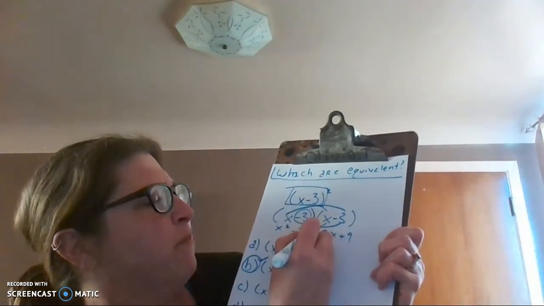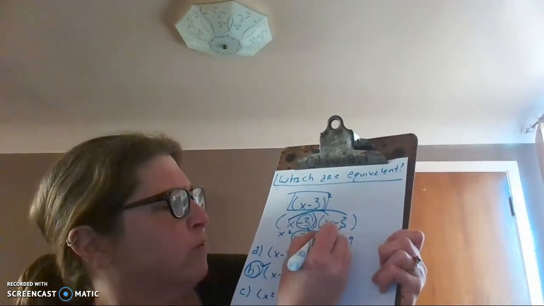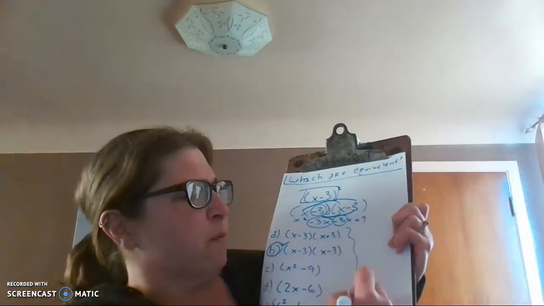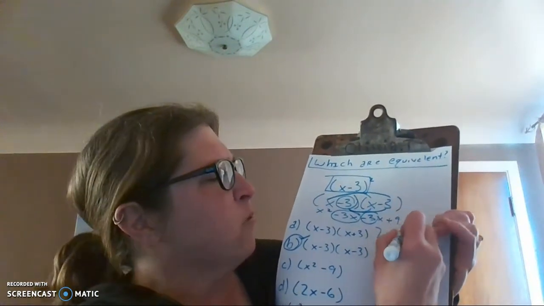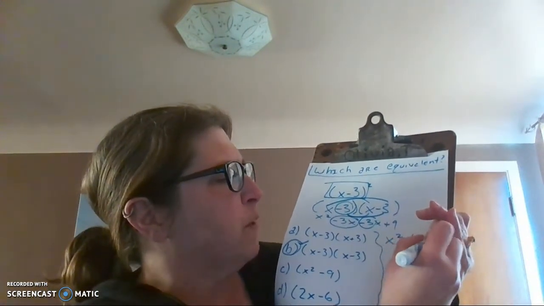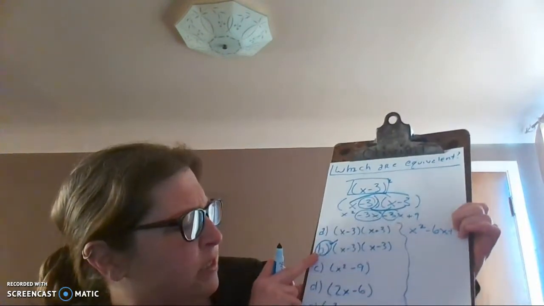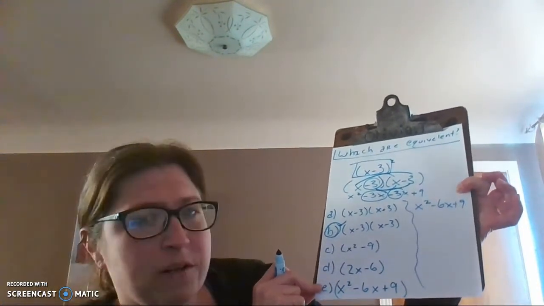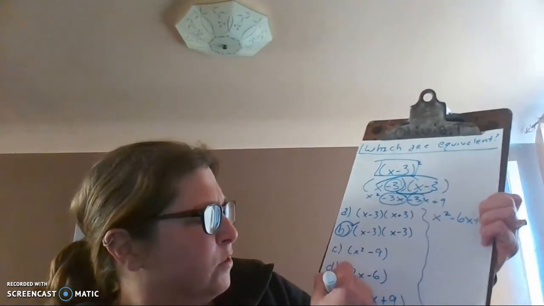So let me keep simplifying. So what I'm going to do is combine my like terms. And I'm going to get, sorry, I'm running out of room, you guys. X squared minus 6x plus 9. Is that one of my choices? Oh yeah, it is right here, right? So E is also equivalent.